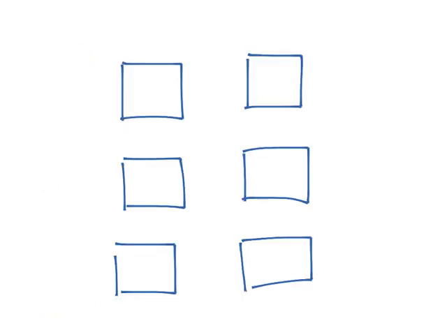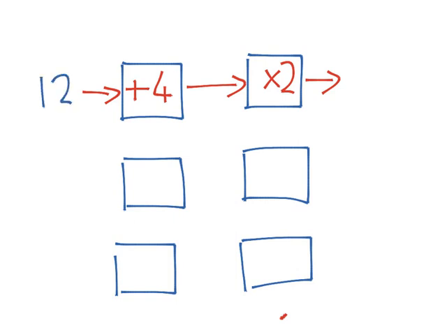Now we're going to look at double function machines. So our first one here is going to be plus 4, that will then lead to multiply by 2. My input is going to be 12. So 12 plus 4 is 16. So let's just write that there to remind me. And 16 times by 2 is 32.